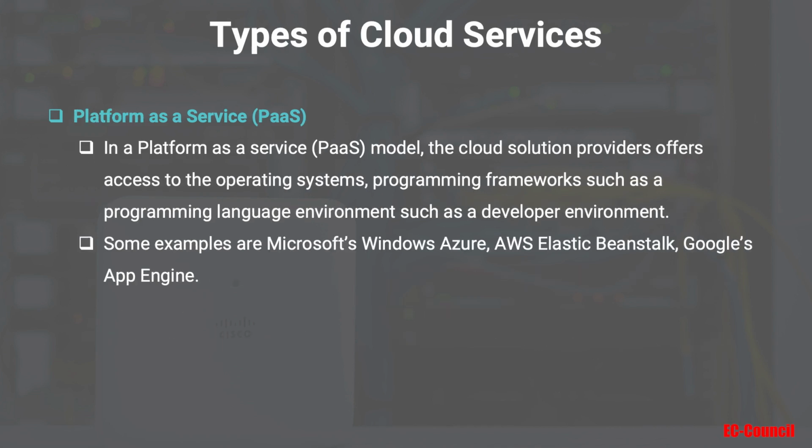Platform as a service. In the platform as a service model, the cloud solution provider offers access to the operating system and possibly programming frameworks, such as, let's say, a programming language environment for a developer. Some examples of platform as a service are Microsoft Windows Azure, or even Amazon's AWS Elastic Beanstalk. There's even Google App Engine.